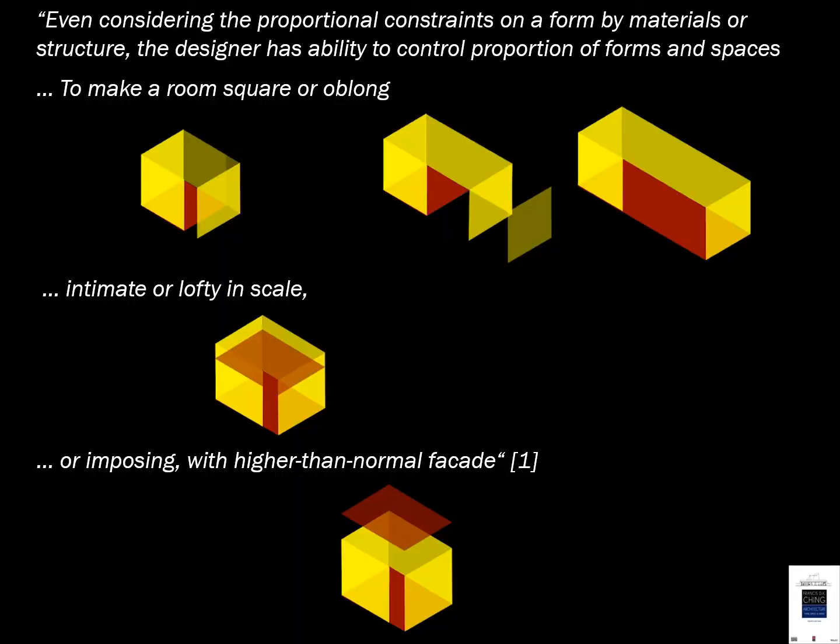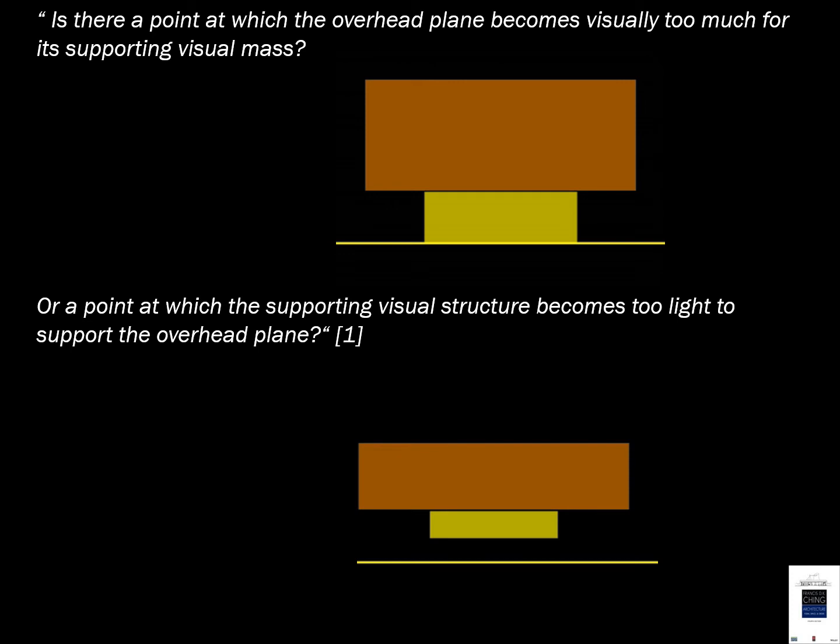Considering proportional constraints on a form by materials or structure, the designer has the ability to control proportion of forms and spaces. So you can extend a room, make it lofty, up. You can go out and up, or define in different ways. If you have a large, massive thing overhead, an overhead plane can appear or feel like too much for the supporting space below. So you want to proportion carefully. This is not literal weight. This is the weight of the magnitude of the space.